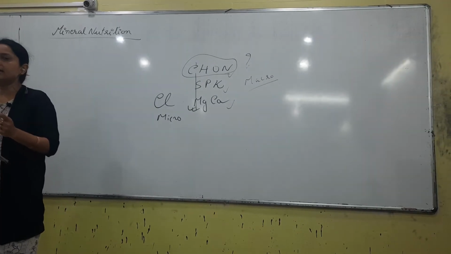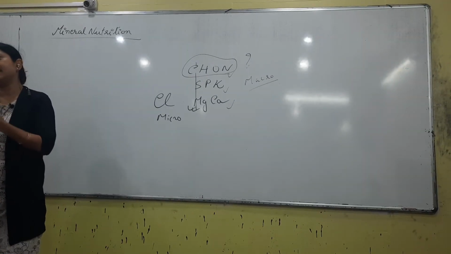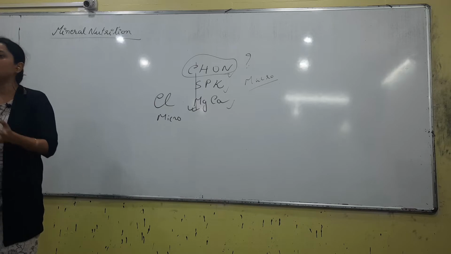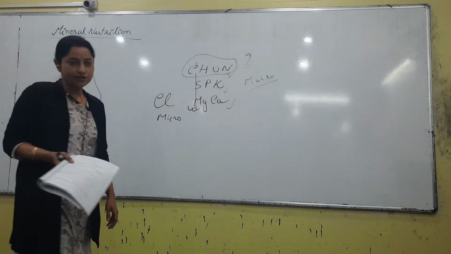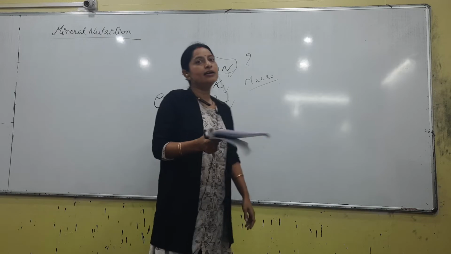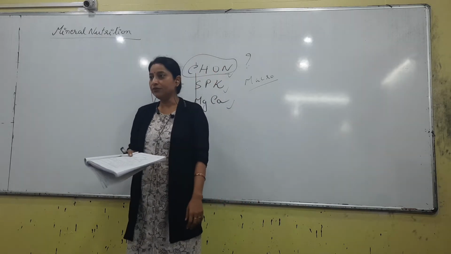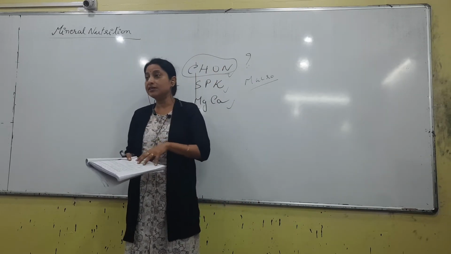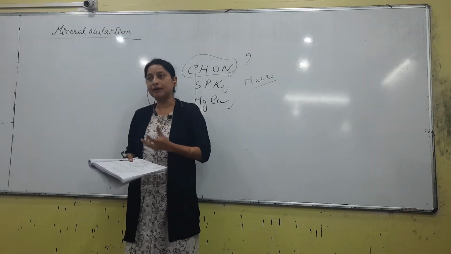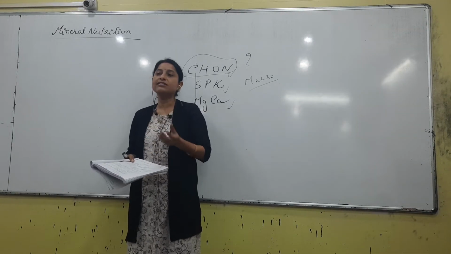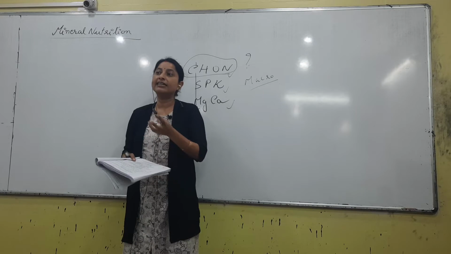Next, there is a word given: hydroponics. What is hydroponics? Just one line. Soilless culture is called hydroponics. What do you do in hydroponics? Culture in a liquid medium, right? All the nutrients that are in the soil, if they are present in the form of water, you can give them to the plant.